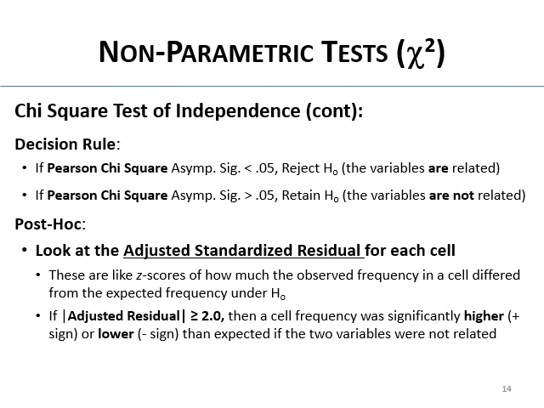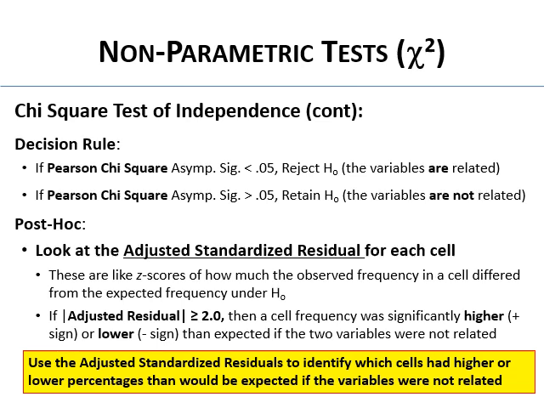So positive adjusted residuals tell you that that cell was higher than expectation, and negative adjusted residuals tell you that that cell was lower than expectation. And so they kind of say, look at this cell and see what's going on because something weird happened. Either it was too high or too low. So we use these adjusted standardized residuals to identify which cells had higher or lower percentages than would have been expected if the variables were not related. So they sort of cue you in on where to look to figure out why the chi-square was significant.